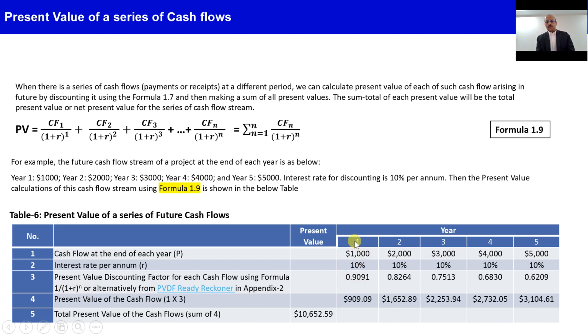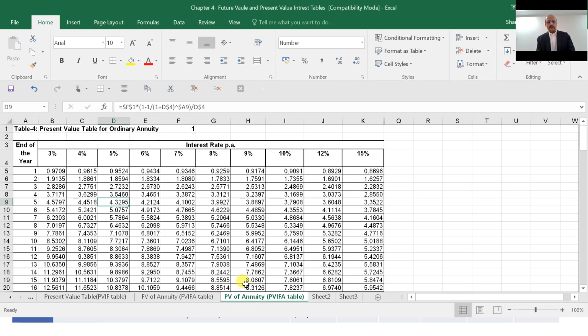Let's say, for example, for year 1, what we receive at the end of year 1, $1, is equal to 0.9091 in present value terms. Similarly, the money which we receive at the end of year 2 is worth 0.8264 at 10% discounting, by using this formula 1 divided by (1 plus R) raised to power n. We can also see this in the ready reckoner. Let me go to the ready reckoner so that the concept becomes clear.